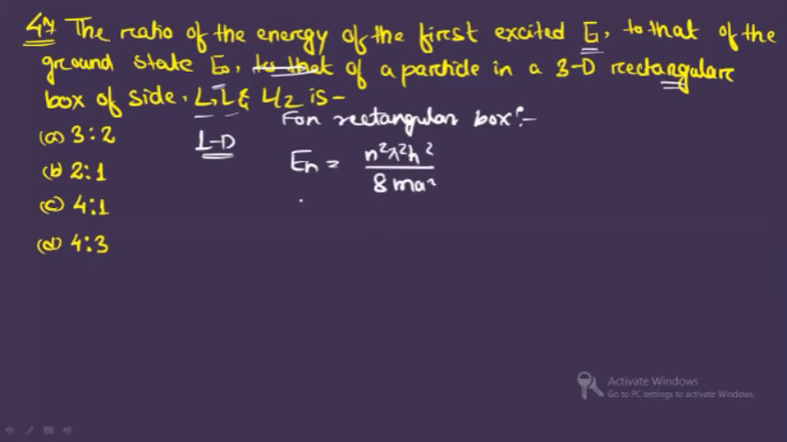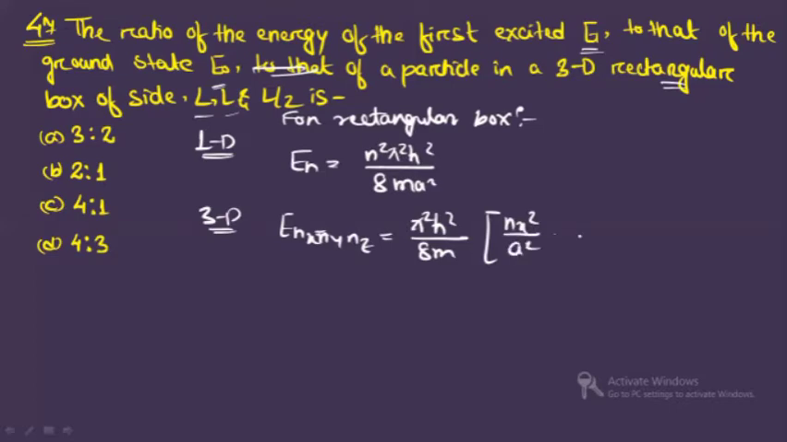The same thing if we write for three dimension, because we are having a three-dimensional rectangular box. So for this, E(nx, ny, nz) is equals to pi square h cut square by 8m. And within the bracket, you will write nx square by a square plus ny square by a square plus nz square by a square.